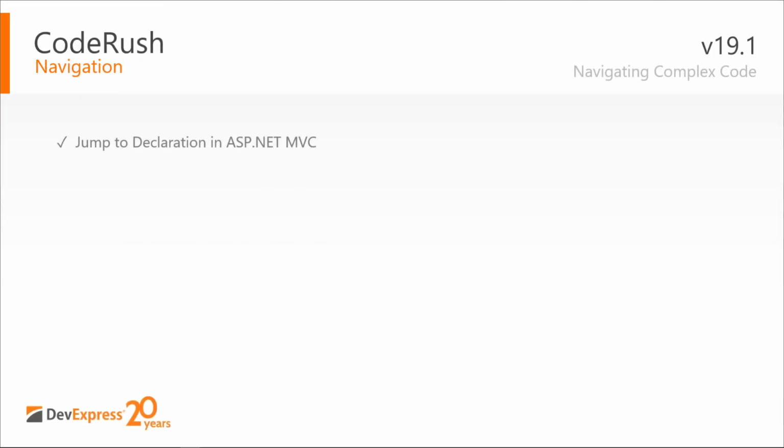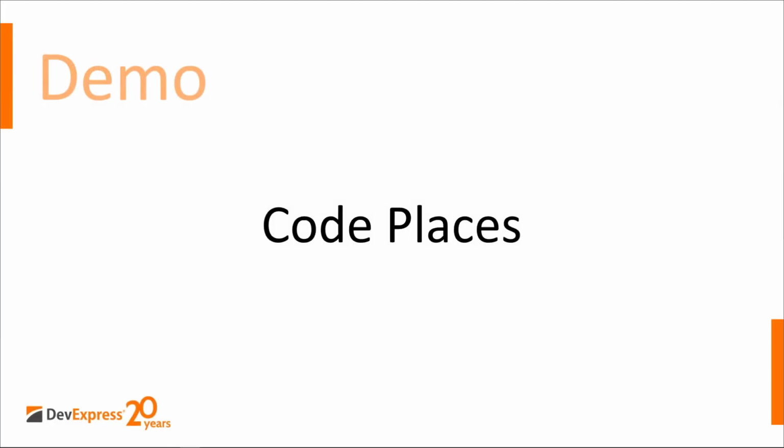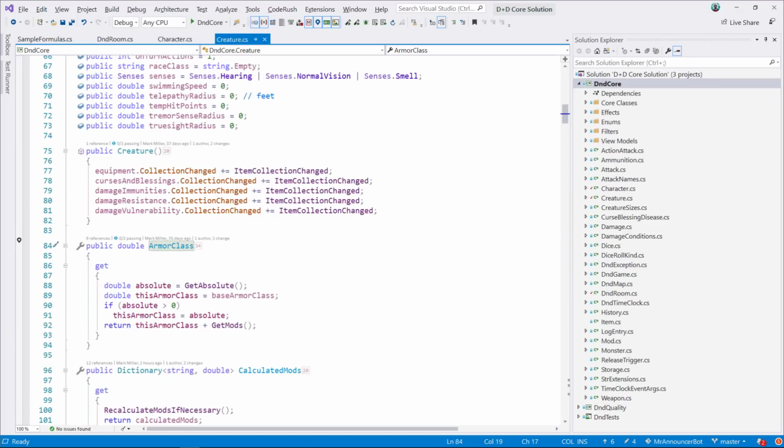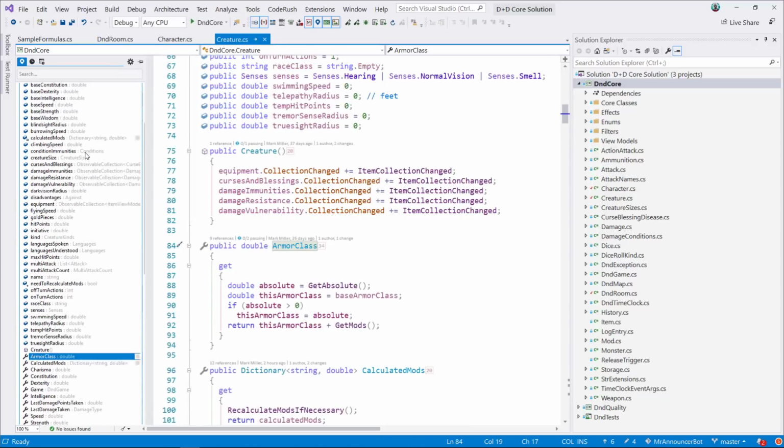In the area of navigating complex code, we've got jump to declaration in ASP.NET MVC. We have CodePlaces. I'll show you a live demo of that in a second. In fact, I'm going to do it right now. Let's go over to this solution right here. CodePlaces, if you have it enabled, is going to show up to the left or possibly to the right of the editor. I have it so that it collapses itself. That's one of the options that I've set it to.